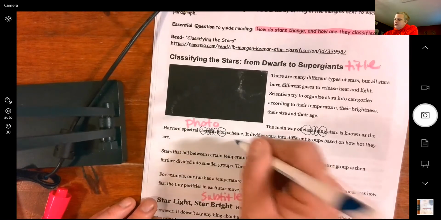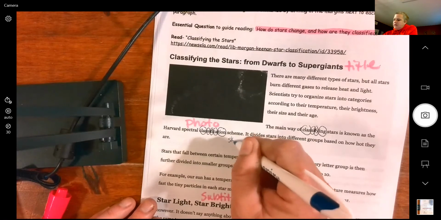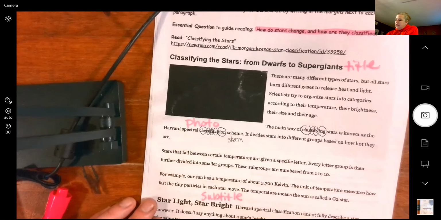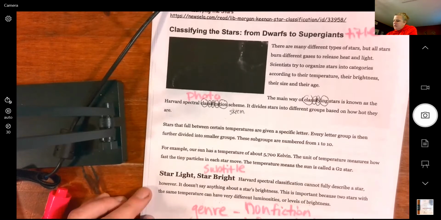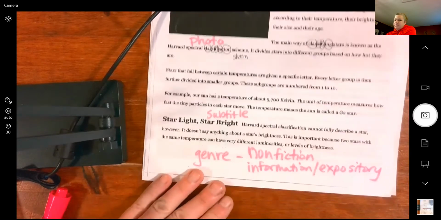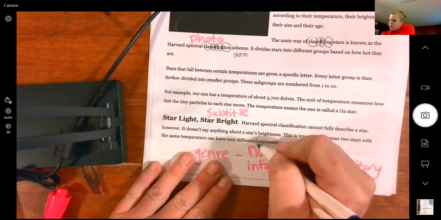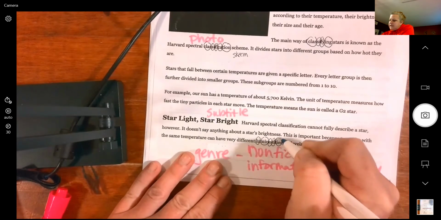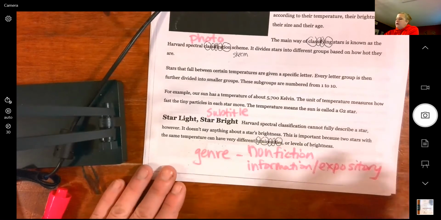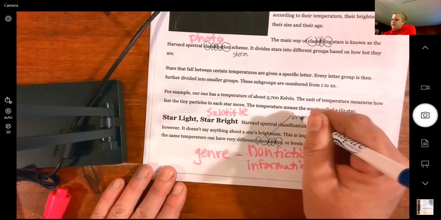Classification. This word is scheme. That H doesn't make an H sound. All right, all these look pretty good. Down at the very, very bottom is a great word. Luminosities. Luminosities. Brightness.